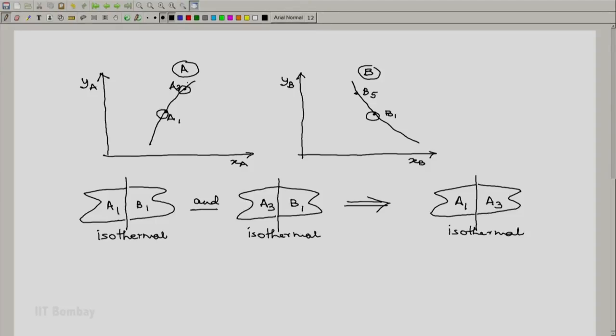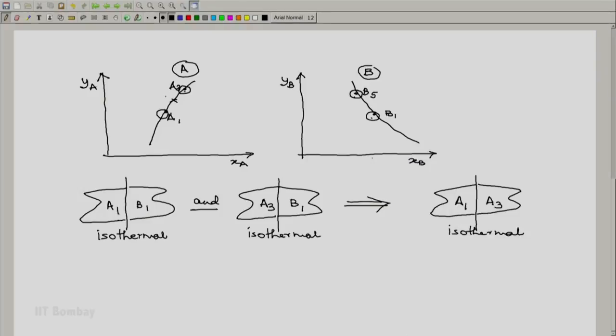Now we know that A1 and B5 are also a pair of isothermal states. So not only A1 and B1, A1 and B5, but by the second part of the zeroth law of thermodynamics, B1 and A3, A3 and B5, any combination is a pair of isothermal states.